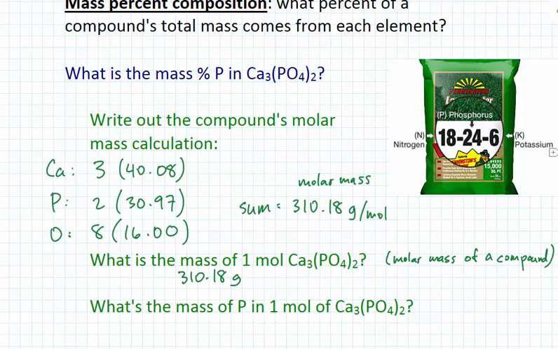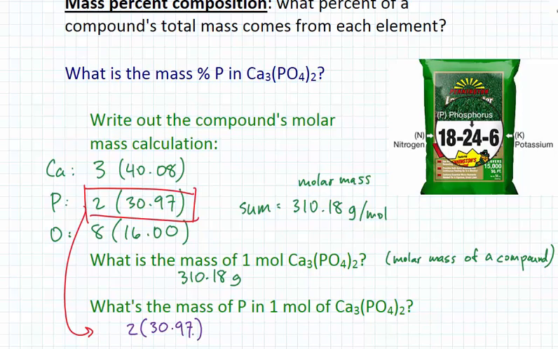Our question, though, is what is the mass percent of phosphorus in calcium phosphate? If I know the mass of 1 mole of the whole compound, now what I need to know is the mass of just phosphorus in 1 mole of that compound. So would it be 30.97? That would be if it was just 1 phosphorus in the formula. But since there are 2 phosphoruses in the formula, we have to do this. The reason we wrote out the molar mass is because in 1 mole of calcium phosphate, we would do 2 times 30.97. That's 61.94 grams phosphorus. It's just a little shortcut based off of the molar mass calculation.